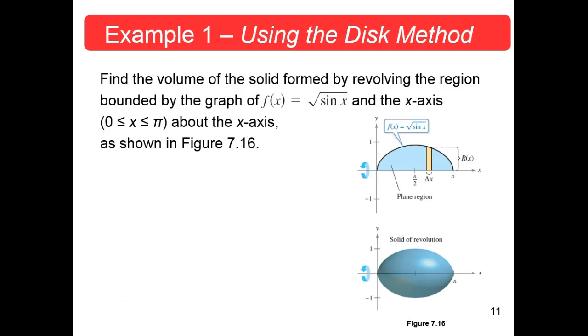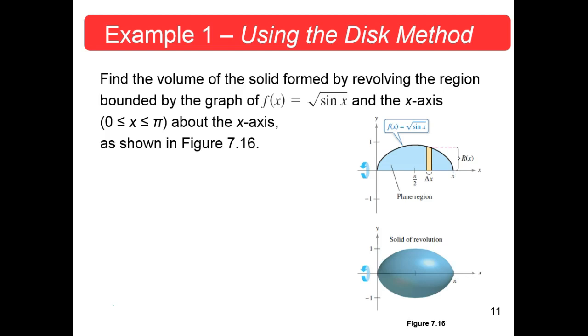So here's example 1. Find the volume of the solid formed by revolving the region bounded by the graph of f of x equals, see, I told you it was going to become f of x, the square root of sine x, and the x-axis, x going from 0 to pi, about the x-axis. So the x-axis is the base of that region, but it's also your axis of rotation or revolution. Okay, so this is what we're doing. f of x is equal to the square root of sine x.